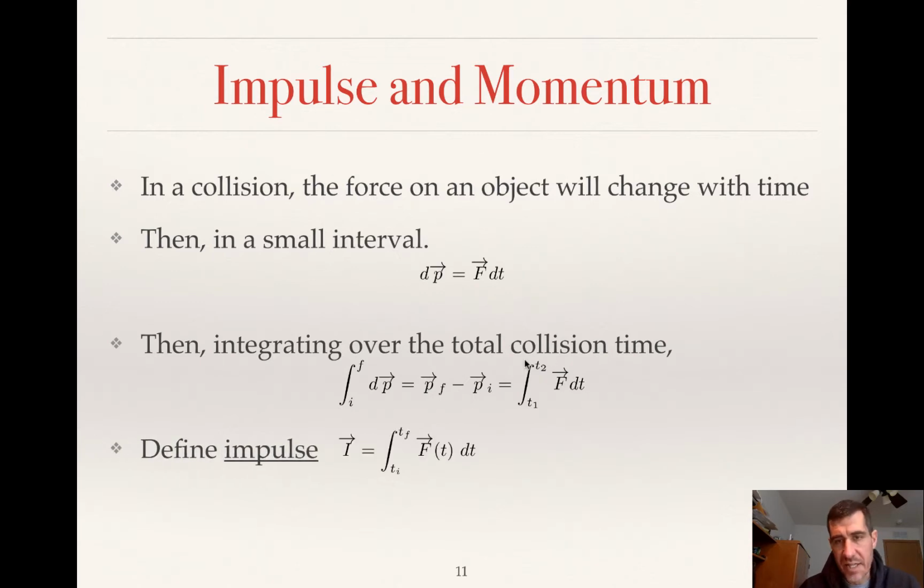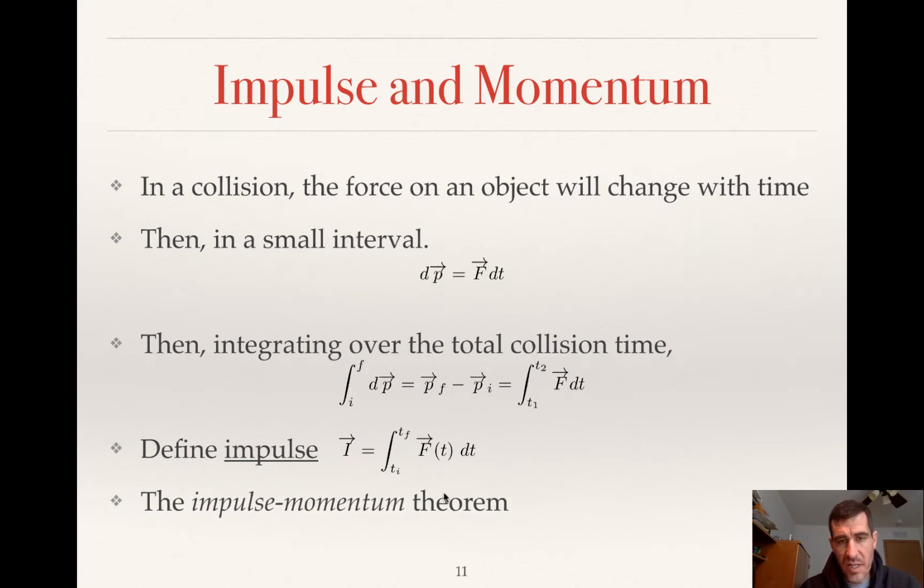So the right-hand side of this equation is what we're going to call impulse. Your textbook likes to use a capital I for impulse. Sometimes it's also written as a J, but it is a vector quantity, and it's defined as the integral of the force over the time interval.